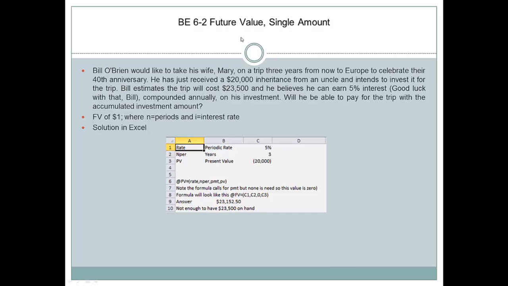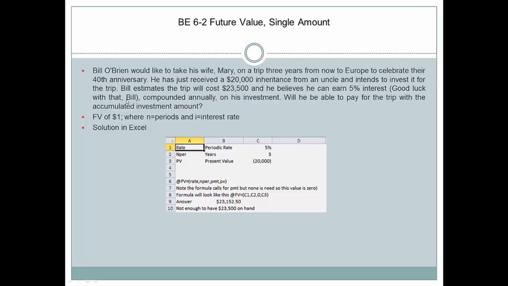So let's look at the future value of a single amount. Bill O'Brien would like to take his wife Mary on a trip 3 years from now to Europe to celebrate their 40th anniversary. He has just received a $20,000 inheritance from his uncle and intends to invest it for the trip. Bill estimates the trip will cost $23,500 and believes he can earn 5% interest.